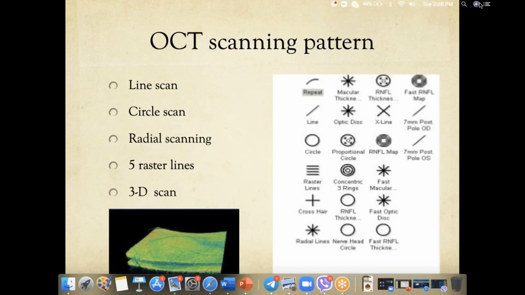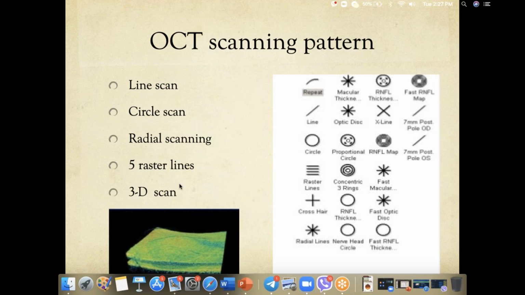So you have the various OCT scanning patterns: the line scan, the circle scan, radial scan, 5 raster, 3D scans. You already know it. So when do you use each of it? There's a line scan, a circle scan, the radial scanning, the 5 raster, and the 3D scan. The 3D scan is the most commonly performed in any kind of OCT. The 5 raster is mainly in the Zeiss types.